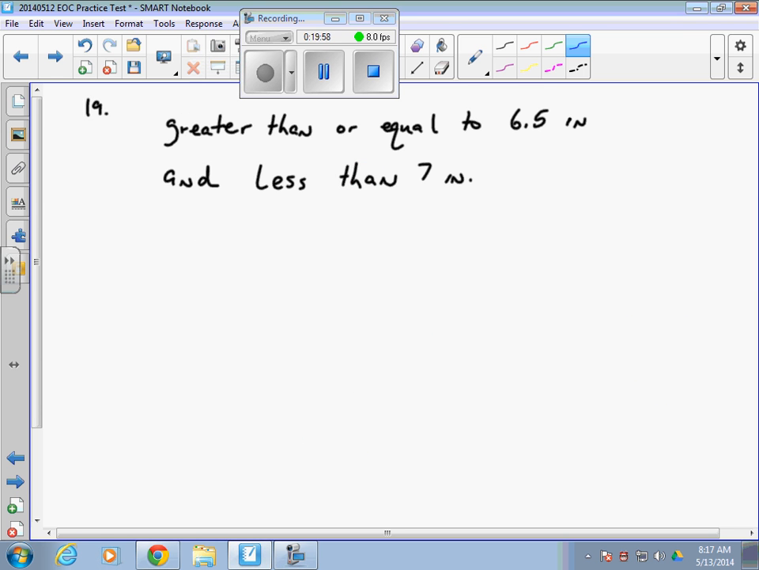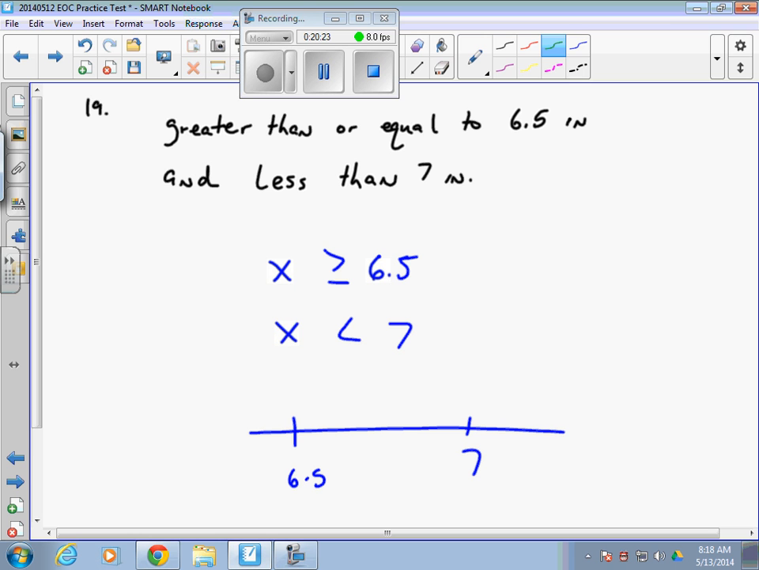Number 19 says, this Fit Rate hat company says they make sizes that are equal to or greater than 6.5. So that would be like x is greater than or equal to 6.5. And it says less than 7. So that number's between those two. So your graph would look like this, 6.5 and 7. But it would count this one, so it's colored in. And it wouldn't count this one, and it would be all of the numbers between the two.